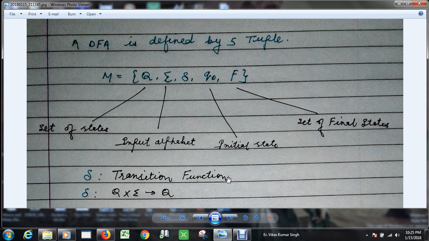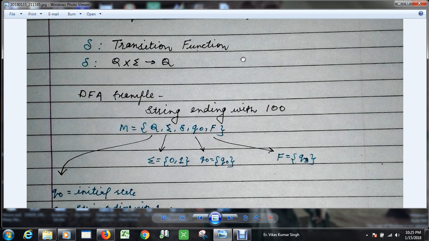A DFA is defined by 5 tuples. M indicates the machine, equals Q. Q is a set of states. Sigma is the input alphabet. Delta is the transition function. Q0 is the initial state, and F is the set of final states. The transition function is Q × Sigma → Q. Q is a set of states and sigma is the input alphabet that we will use, and Q is our result.